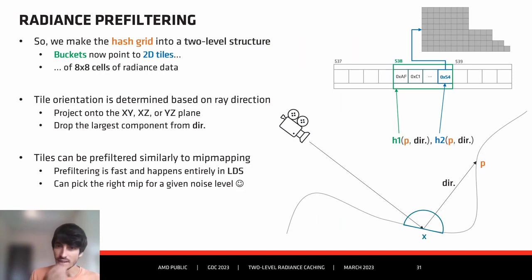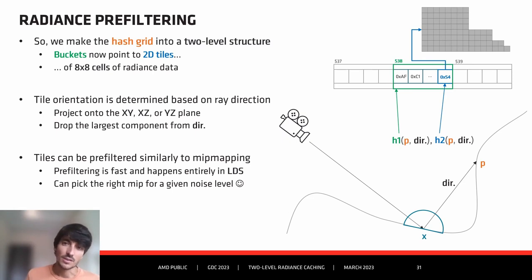So our solution instead is to rely on radiance prefiltering. And in here, what we did is make the hash grid into a 2-level structure. So our buckets now point to 2D tiles of radiance data of 8x8 cells instead of pointing to the cells directly. The orientation of the tile is determined based on the direction of the ray, the DIR vector. We simply project onto the XY, XZ, or YZ plane by dropping the largest component from the direction vector.